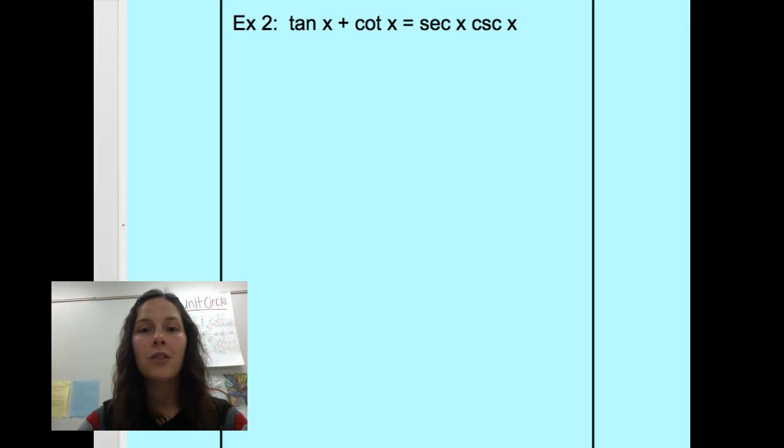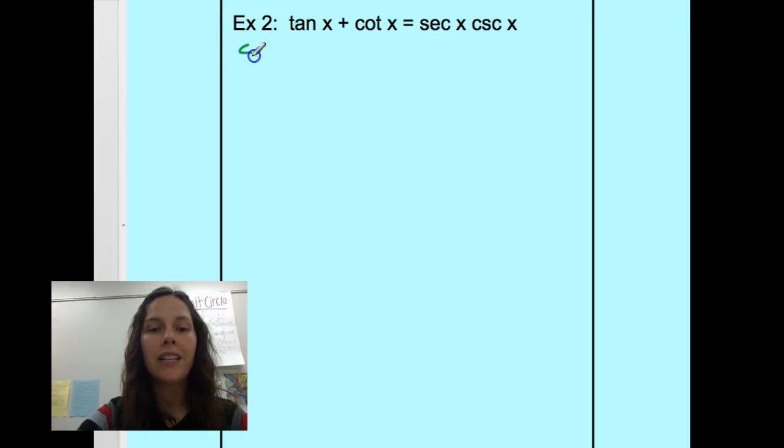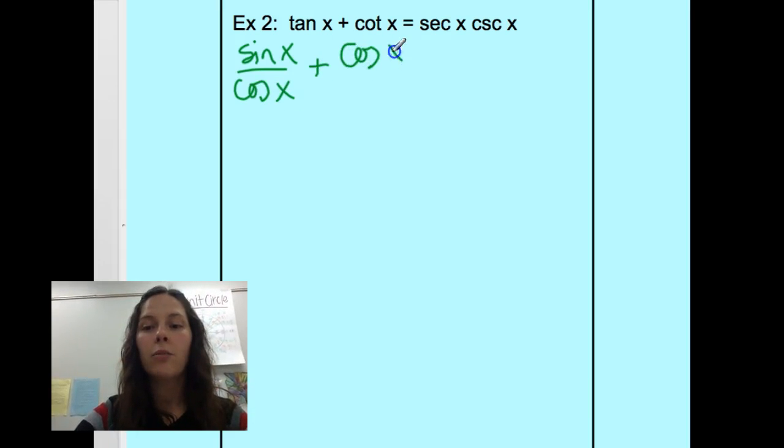All right, our next one is quite a bit more complicated. We've got two trig functions being added equaling two trig functions being multiplied. So it might be a little bit complicated to try and figure out how to change it from addition to multiplication. And I'm going to start with the side that's being added. I'm going to start by rewriting tangent and cotangent as sine over cosine and cosine over sine. Because then what I can do once I have fractions is rewrite them with a common denominator in order to add them. So my common denominator will be cosine times sine.